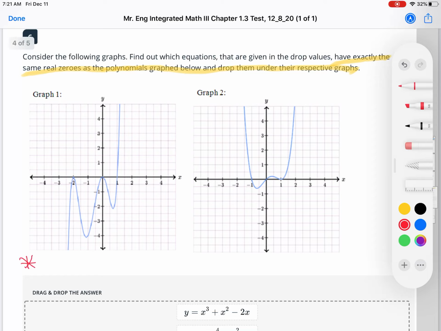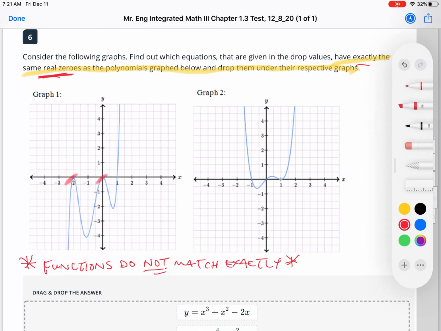The equations, or the functions, let's write that, it's a fancy word. Functions do not match exactly. I want to make that disclaimer because the only thing it tells us is they want the same exact real zeros. What are they talking about? All they really want to know is it matches those. Does that make sense? So let's just annotate this graph.